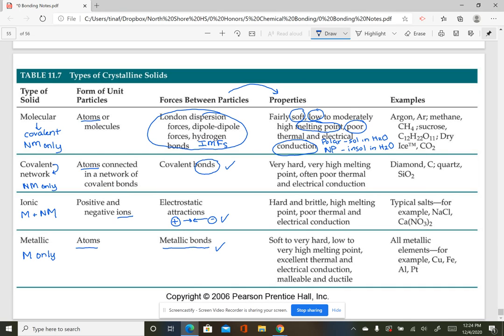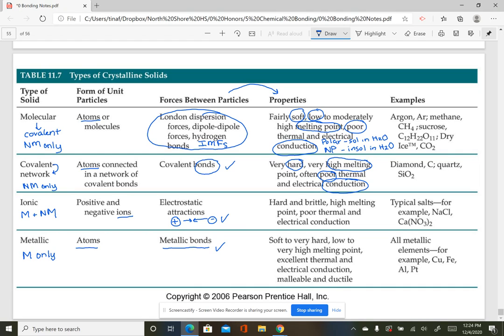For your covalent network, guys, you want to think of diamond. So you want to think hard. You want to think high melting point, but still a poor conductor. So there are ways to tell the two different types of covalent things apart. Conduction is bad for both, but the melting point and the hardness will help you tell it apart. Okay.